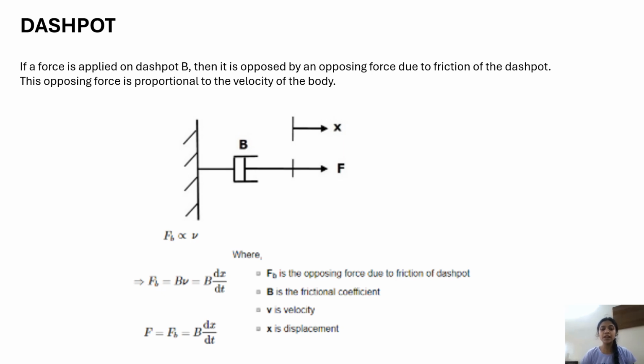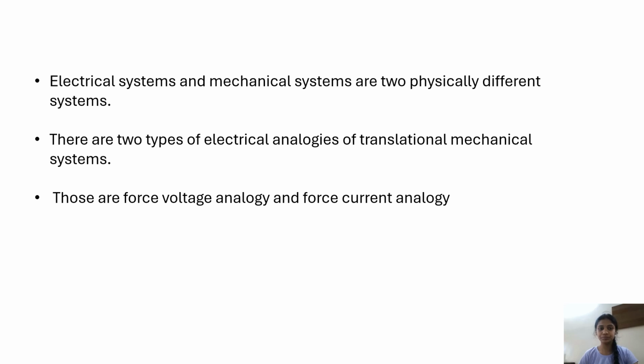Here the proportionality is replaced by a constant called B. We can see here the equation for the dashpot: Fb equals b into dx by dt. Here Fb is the opposing force due to the friction of the dashpot, b is the friction coefficient, v is the velocity and x is the displacement.